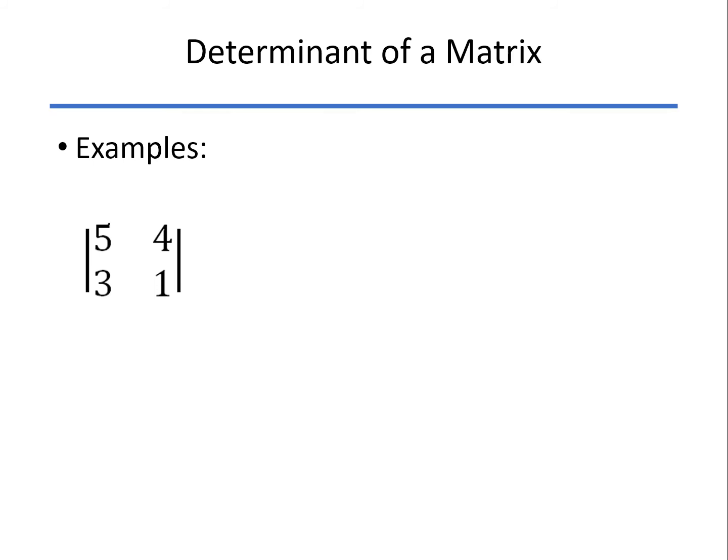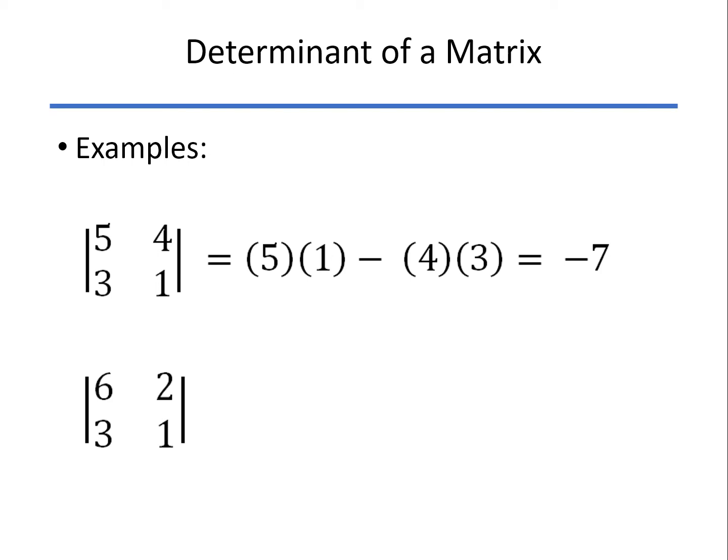Take the determinant of this matrix. It's going to be 5 times 1 minus 4 times 3, or in this case minus 7. For this one, 6 times 1 minus 3 times 2 is 6 minus 6, so that determinant is equal to 0.